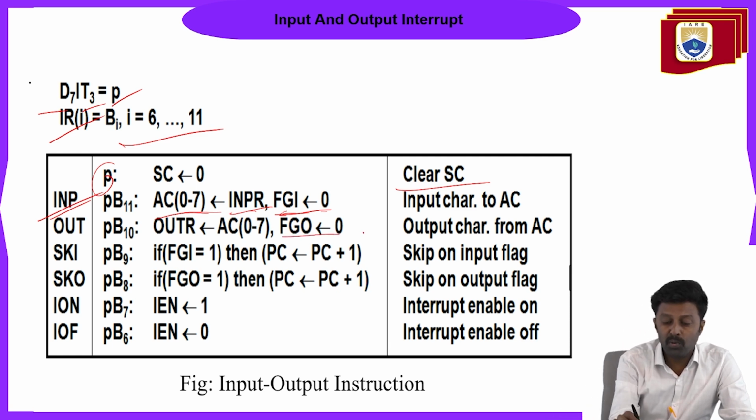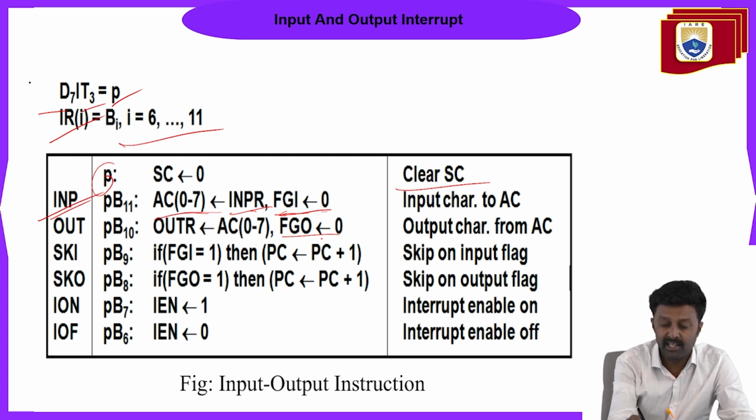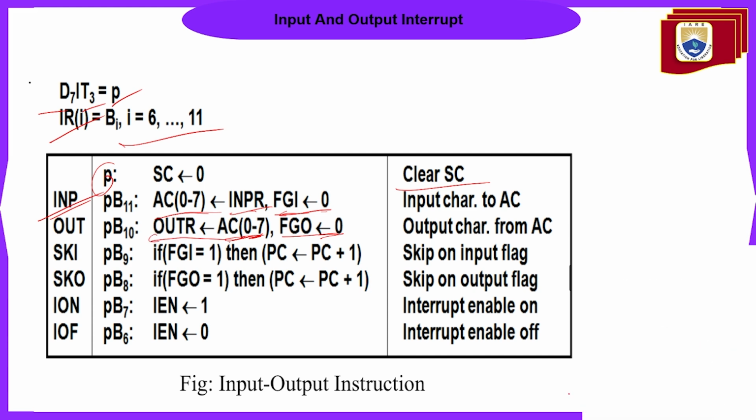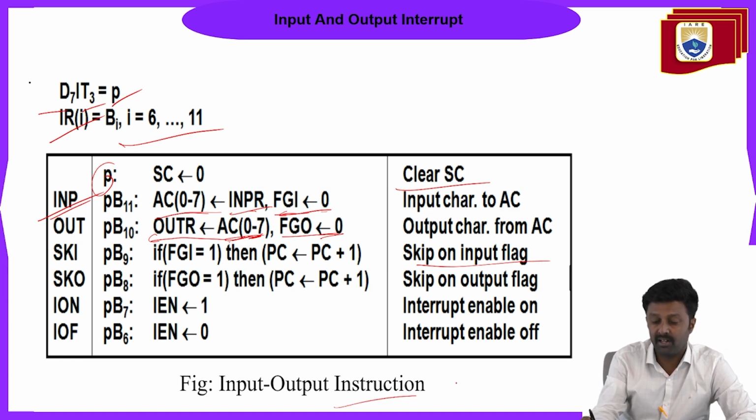Then in the output, if the output character from the accumulator is taken, the flag output is initially set to 0, and the content of the accumulator, if you write AC 0 to 7, means 8 bits of data. Here the accumulator is a register of 8-bit size, and the content of the accumulator is moved to OUTR, that is the output register. Then skip on the flag input. So these are some of the input output instructions which are present in the computer architecture.